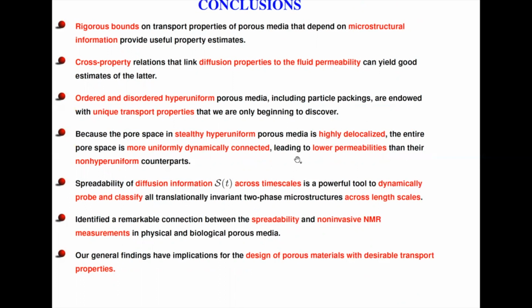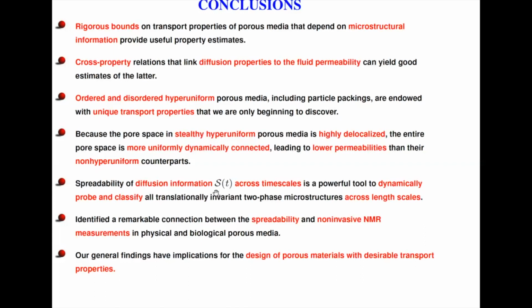So rigorous bounds on transport properties of porous media that depend on microstructural information provide useful property estimates. The cross-property relations that link diffusion properties to the fluid permeability can yield good estimates of the latter. Ordered and disordered hyperuniform porous media, including particle packings, are endowed with unique transport properties that we are only beginning to discover. Because the pore space in stealthy hyperuniform porous media is highly delocalized, the entire pore space is more uniformly dynamically connected, leading to lower permeabilities than their non-hyperuniform counterparts.